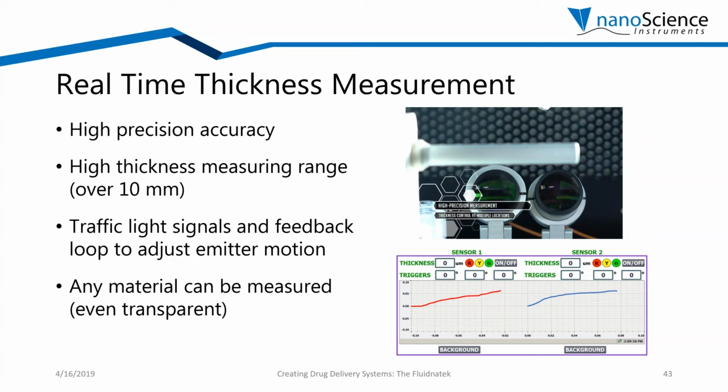We also offer a traffic light signal feature. This is mainly to know the status of your desired thickness over time. So for example, if you want a 100 micrometer sample, the light will change from red to green as it reaches that desired thickness. A feedback loop can be implemented with the emitter motion to properly reach that thickness. And once it reaches that, it's just completely going to stop, and you're always going to have consistency in terms of thickness.